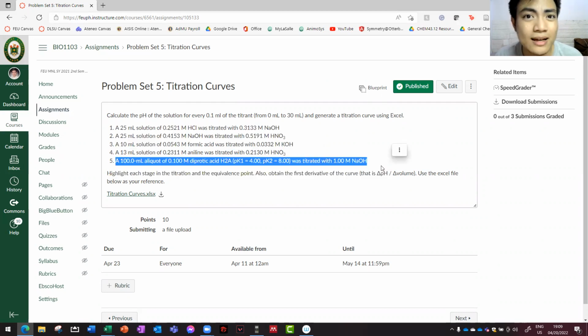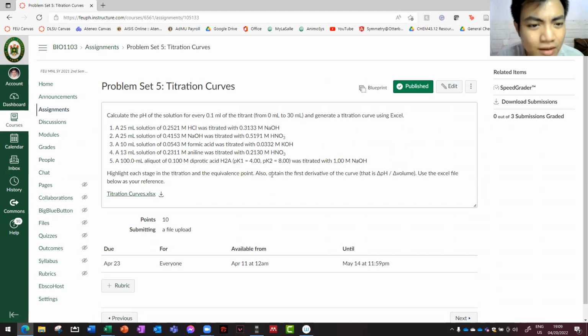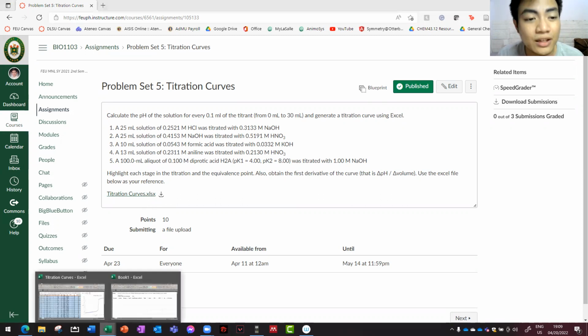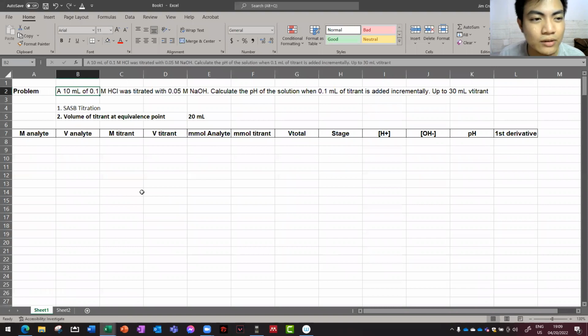So it's a diprotic acid. I have an example of it in the worksheet. Kindly check the module for the worksheet. I also provided you a demo file, which you can copy the equation from. But for you to further understand it, I will explain how to answer that kind of problem, okay?